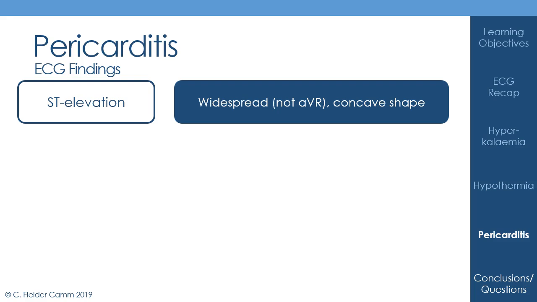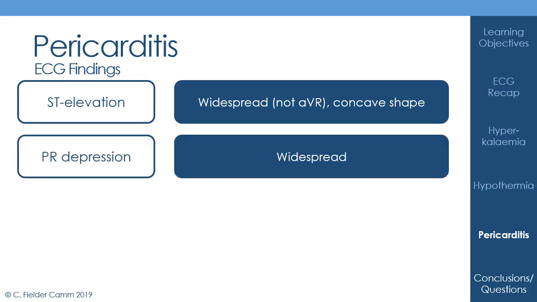But it's often widespread and it's got this concave sort of saddle-shaped appearance to it, which is really quite different from the ST segment elevation you get in myocardial infarctions like we looked at in lecture 2. You can get PR depression along with that, and that is also pretty widespread.